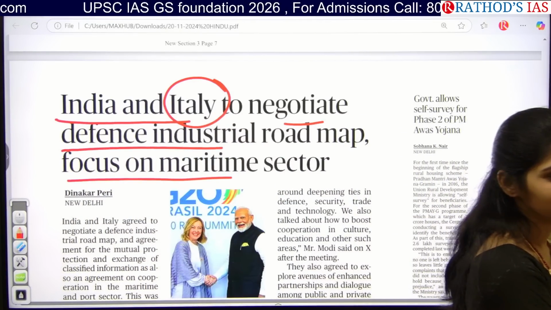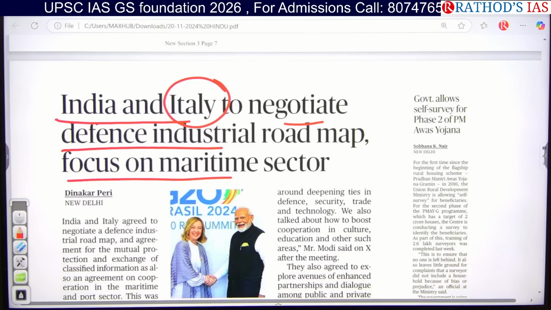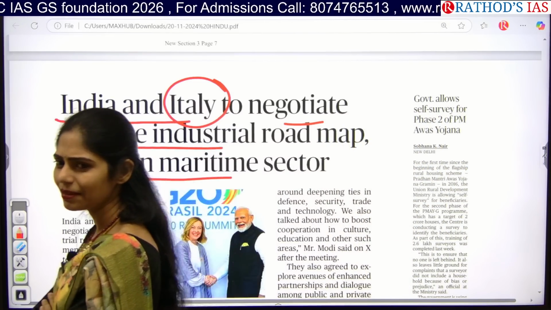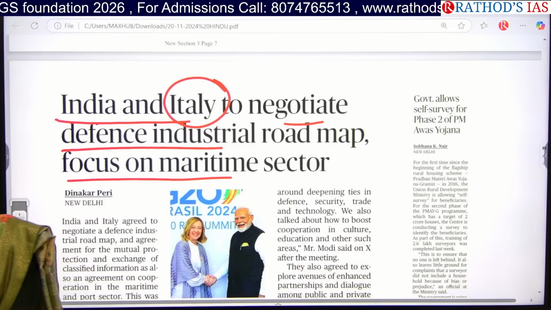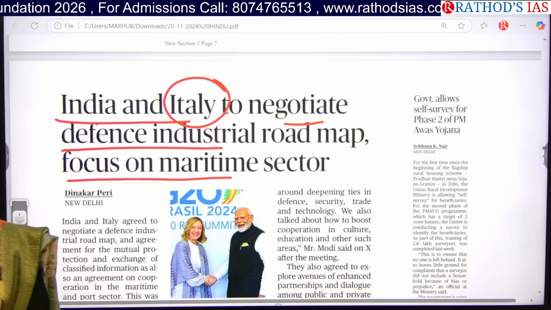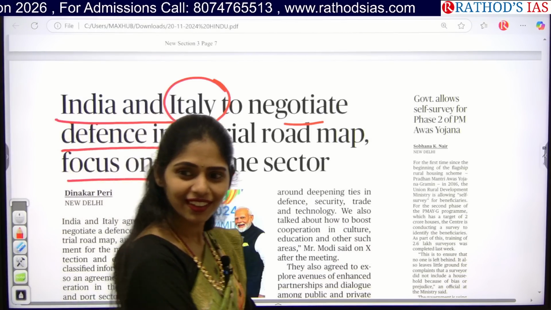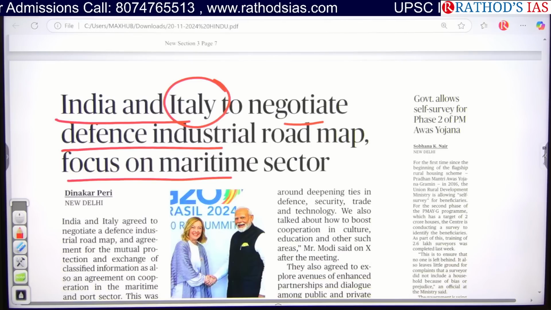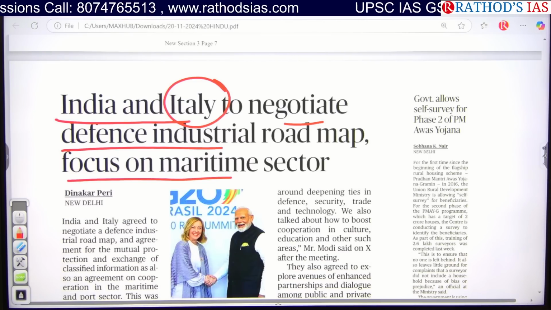Hema? No idea. So every day, on which day I said regarding map, how to practice map? Yesterday. Only yesterday? So every day at least see some part of any continent so that you will be getting some idea.